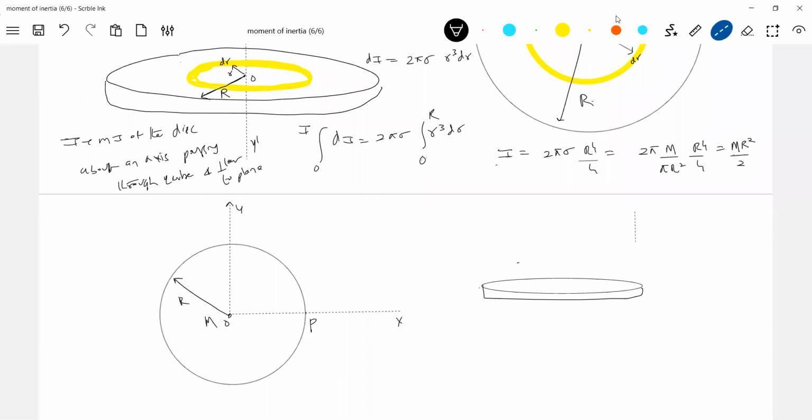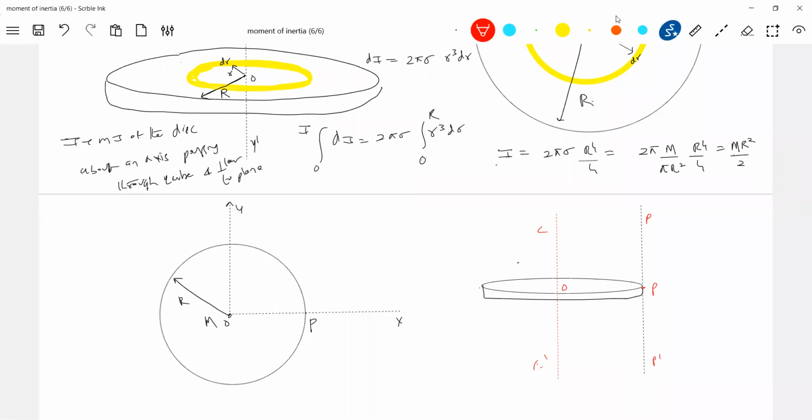So this is that axis. And this is the axis passing through O. So this is the point O. This is CC dash. And this is the axis about point P. This is a point P. So what is now our question? About an axis passing through point P and perpendicular to the plane of the disk.